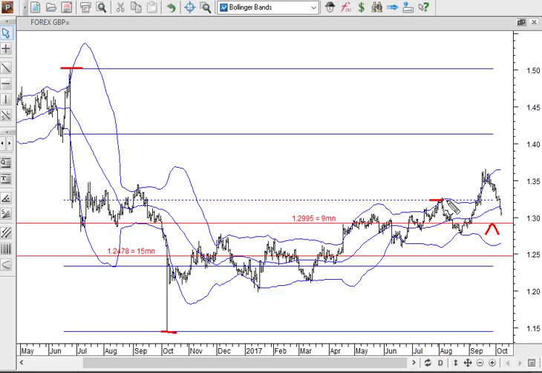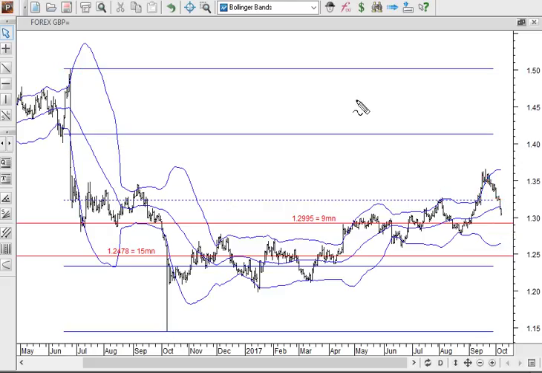As we know, that was previously resistance, and then when we broke above it, the pound moved quickly higher, but we have retraced that. We're now in the opposite position where we've broken back below that halfway point, and we're heading down currently towards that support, 129.95.